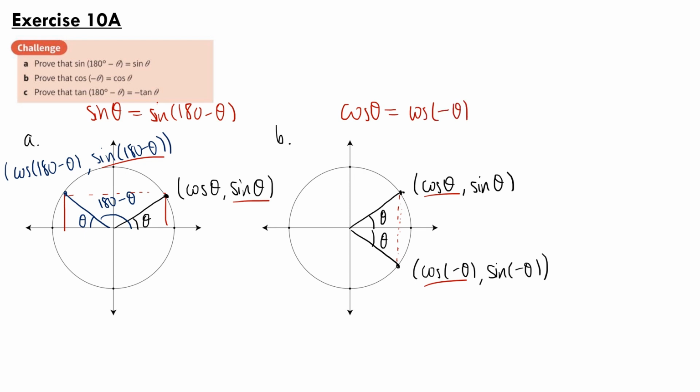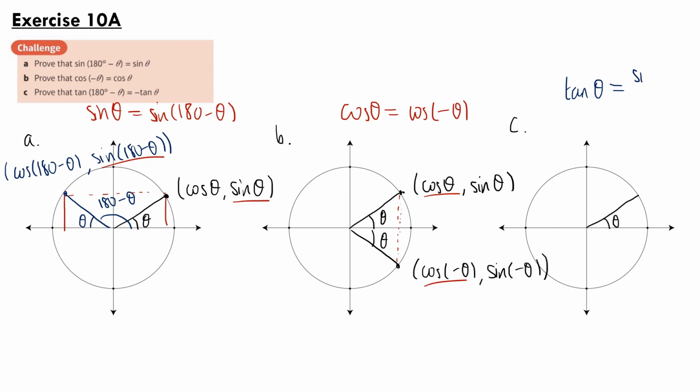And finally, for part C, we're asked to prove that tan of 180 minus theta is equal to minus tan theta. If we draw a line like we did for the others, with angle theta here to the horizontal, and if we remember, tan theta is equal to sine theta over cos theta, and this length here is sine theta, the y-coordinate, and this length here is cos theta, the x-coordinate of the point, then we can see that tan theta is equal to the gradient of this line, the rise over the run.